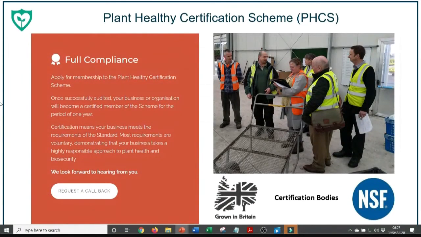When you're ready, you can contact one of the two certification bodies, Grown in Britain or NSF, by requesting a callback via the Plant Healthy website. They will ask you some questions about the size and nature of your business and provide you with an estimate cost for a Plant Healthy audit.